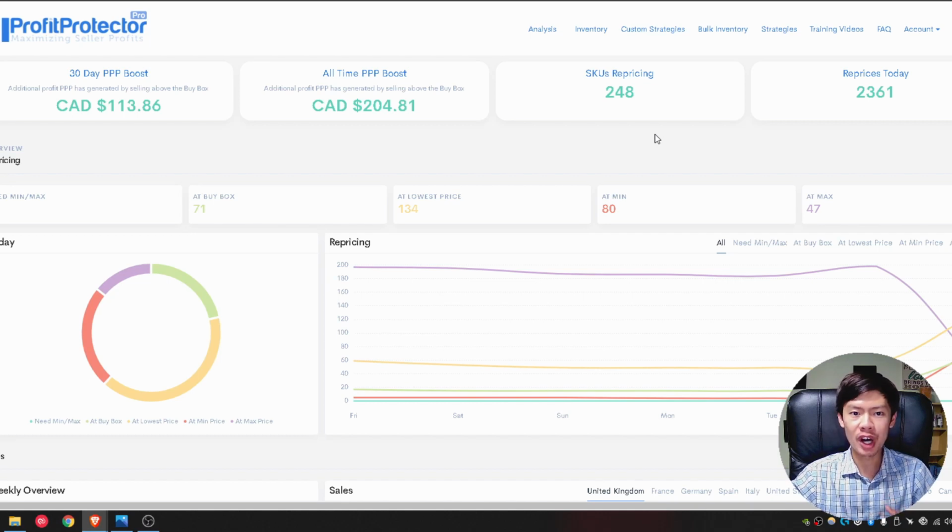Today I want to talk about using an Amazon repricer tool, and specifically I'm going to be giving you an honest review on using Profit Protector Pro. I've used a couple of different repricers, such as the built-in Amazon one, then I switched over to Alpha Repricer and now Profit Protector Pro. I'm going to give you the reason why I chose this particular Amazon repricer, as well as compare it to other competitors that I was researching.